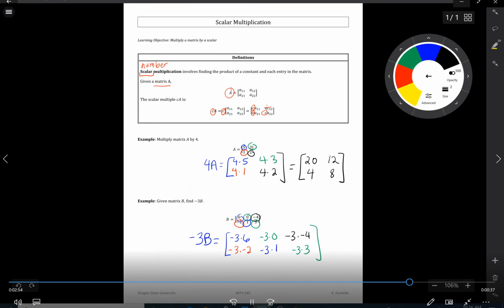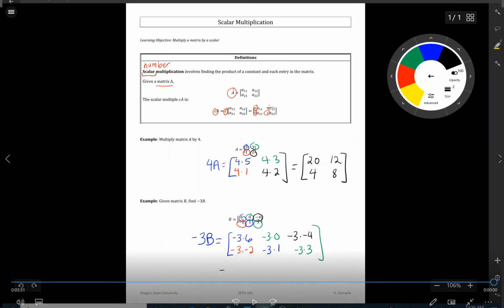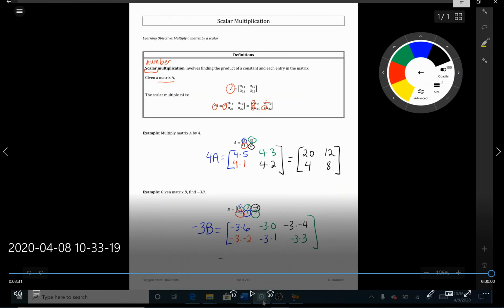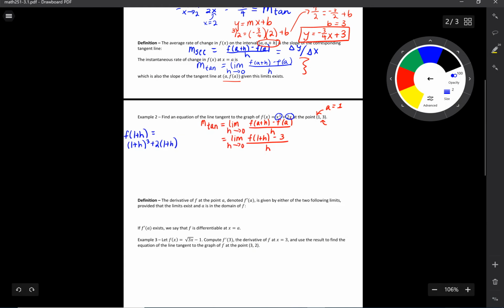Well, let's break this down a little bit. So 1 plus h cubed. Let's do 1 plus h squared first. So I have 1 plus h squared times 1 plus h plus 2 times 1 plus h.